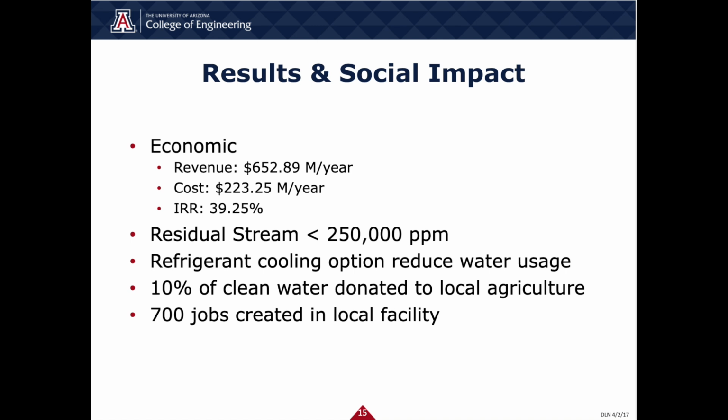We achieved our process to get annual revenue of $653 million per year with IRR of 44% and keep residual brine water below 250,000 ppm. Sustainability was a key point. Our design includes a water-based cooling system to reduce costs and allocate 10% of treated water to agriculture at no cost. Last but not least, the plant will create 700 jobs in the community, supporting the local economy while addressing industrial usage.